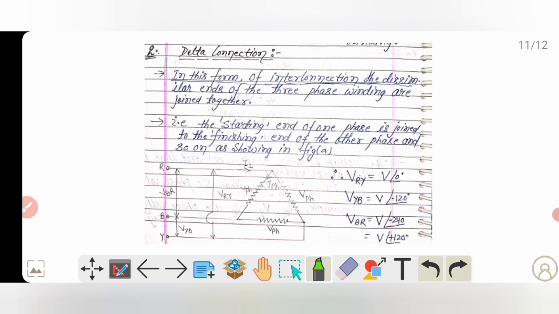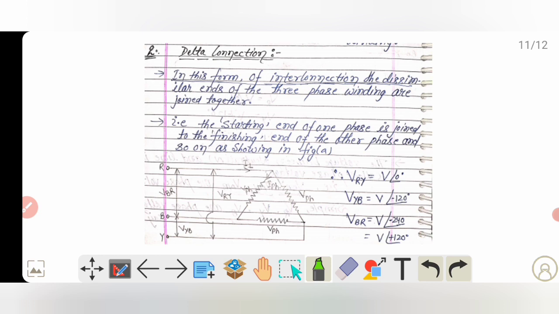Now as you can see here, if we take VRY as a reference, then in the same way VYB, this one, my dear friends, will be V at the angle minus 120 degrees. And similarly, if we want to denote VBR, then we can say V at the angle minus 240 degrees, or we can say plus 120 degrees. Now my dear friends, this is all regarding the delta connection.